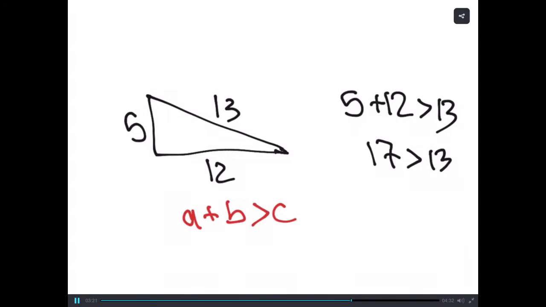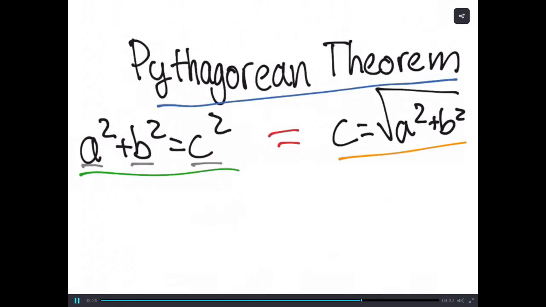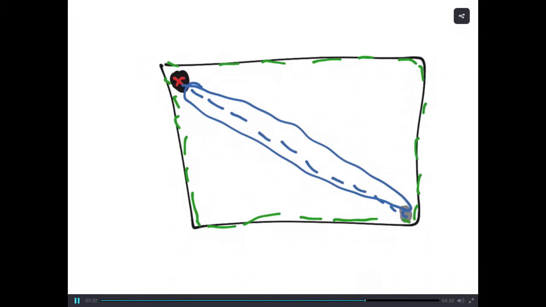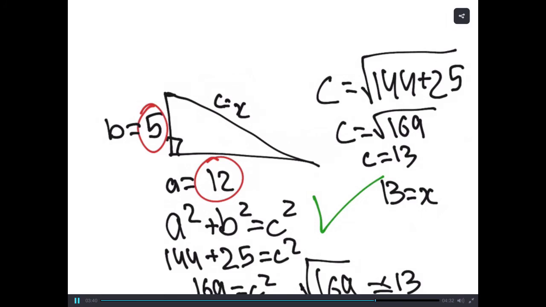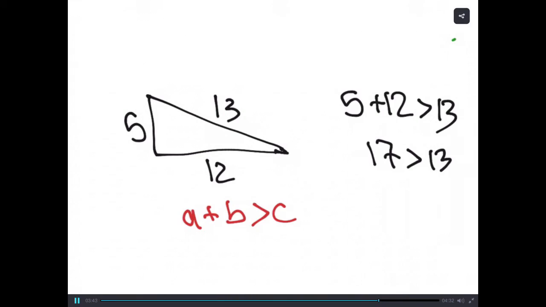Another important thing to remember is that a plus b is always greater than c. Remember how I said earlier in the video that if you wanted to get your friend, the quickest way would be to go along here? Well, let's find out why. This is the same problem except we already found out the value of x, so I just wrote it over here. a plus b is 17, and c is 13. 17 is greater than 13.